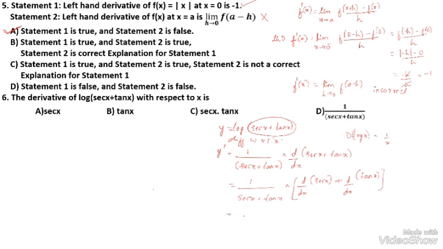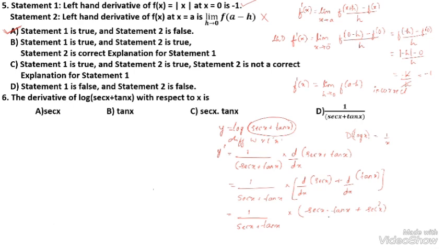Now I can differentiate separately: 1 by sec x plus tan x into, here, the differentiation of sec x, that is sec x into tan x, plus the differentiation of tan x, which will be sec square x. Okay, this is the result. But there is no such option here, so we have to simplify the result.